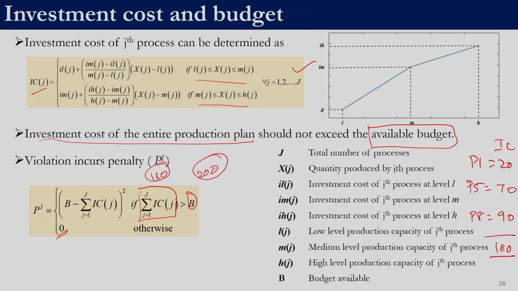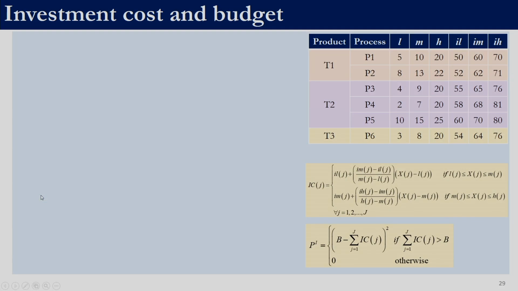Otherwise, let us say if we had required 240, the penalty would be 200 minus 240 the whole square. That would be the penalty for investment cost. So this P stands for penalty and the superscript I is to denote investment cost. So if we violate the domain constraint, we are going to incur penalty. If we violate the investment cost, we are again going to incur penalty. So let us see an example, right.